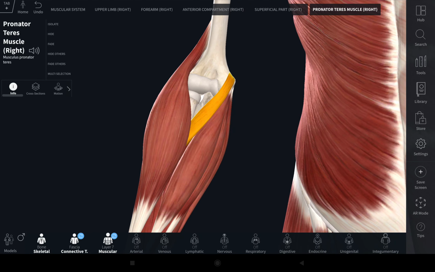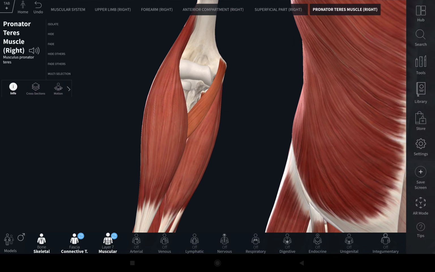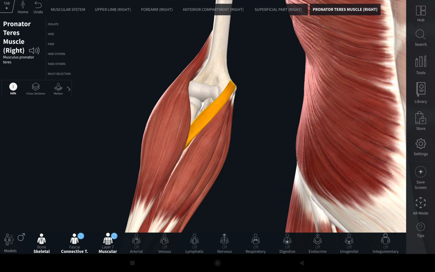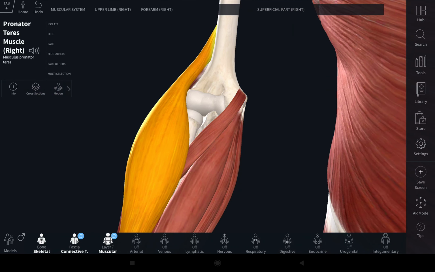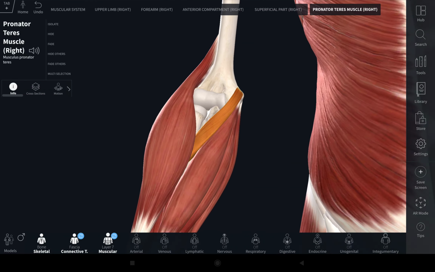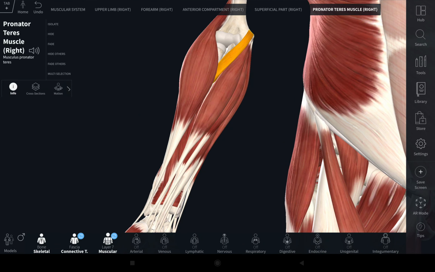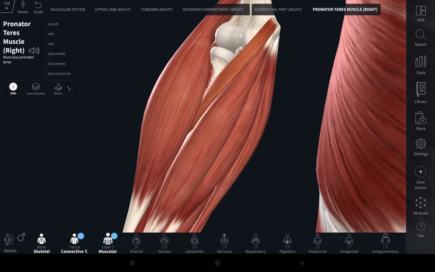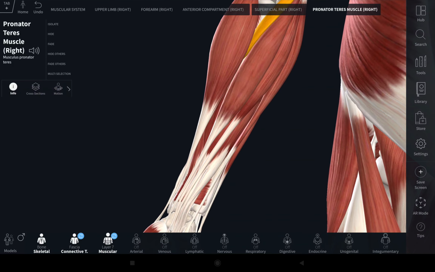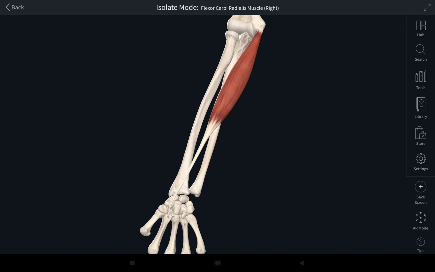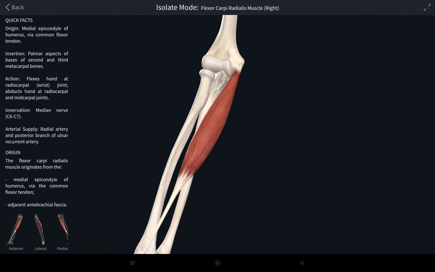And the triangle formed here is the cubital fossa. This is the cubital fossa in between the brachioradialis and pronator teres, and beside the pronator teres there is a big muscle which originates from the medial condyle of the humerus and inserts into the carpal bones. This is the flexor carpi radialis muscle. If we isolate it, we can clearly see it.